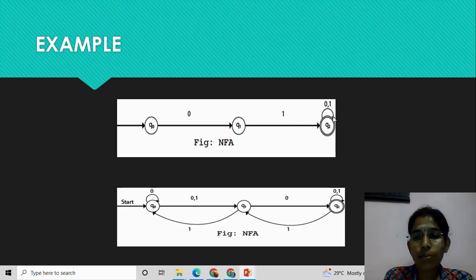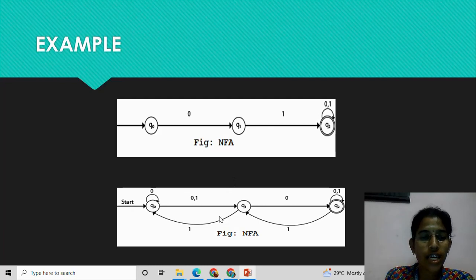For a particular input, it can travel from one state to another state. For input 0, Q0 travels to Q1. At the same time, Q1 travels to Q2 for the particular input 1. But for both input 0 and 1, Q2 travels to itself, like a cycle. Q2 again and again treats itself. Okay, this is the first example.